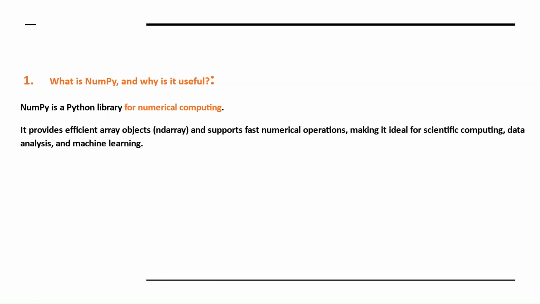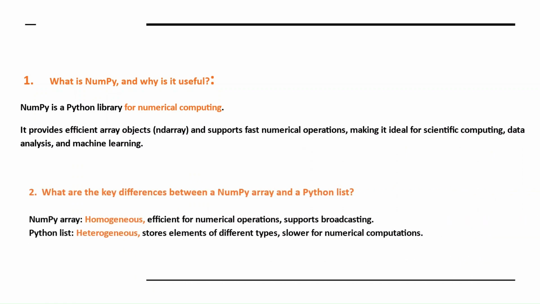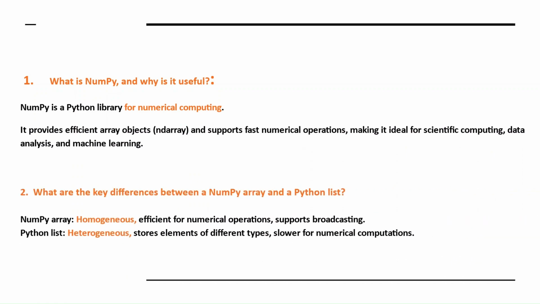Key differences between a NumPy array and a Python list. NumPy arrays are homogeneous, meaning all elements must be the same data type. They are faster and more memory efficient compared to Python lists, which can hold heterogeneous data types and are slower for mathematical tasks.